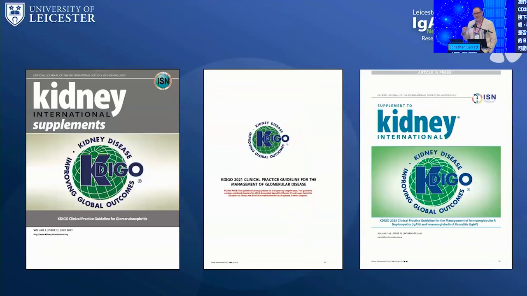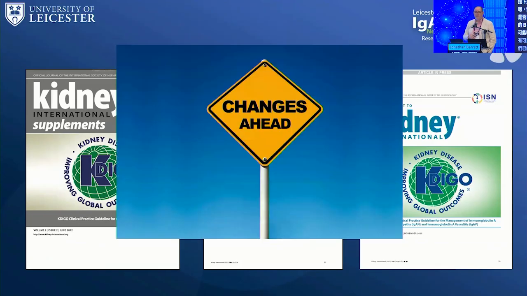So what I would expect to see and hope to see is that in the future, and you're going to get bored of this slide, we are going to see lots of changes. But at the center of everything we do for IgA nephropathy will be targeting B cells and the production of pathogenic IgA. So thank you very much for listening.